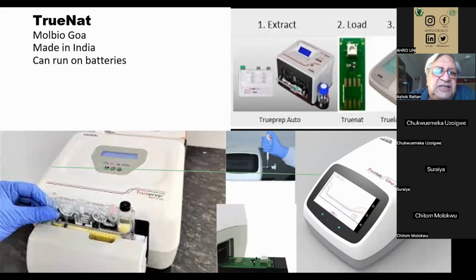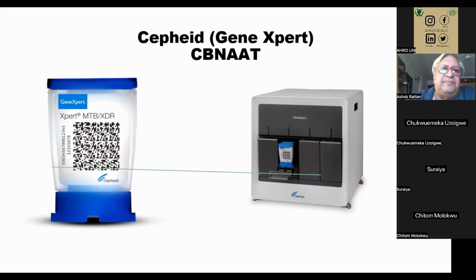it needs 3 steps for the test. First would be to isolate DNA. Second would be to test this isolated DNA to find out whether Mycobacterium tuberculosis is present. And once Mycobacterium tuberculosis is present, then to detect whether rifampicin resistance is present or not. So it needs the technician to be robust and well trained.